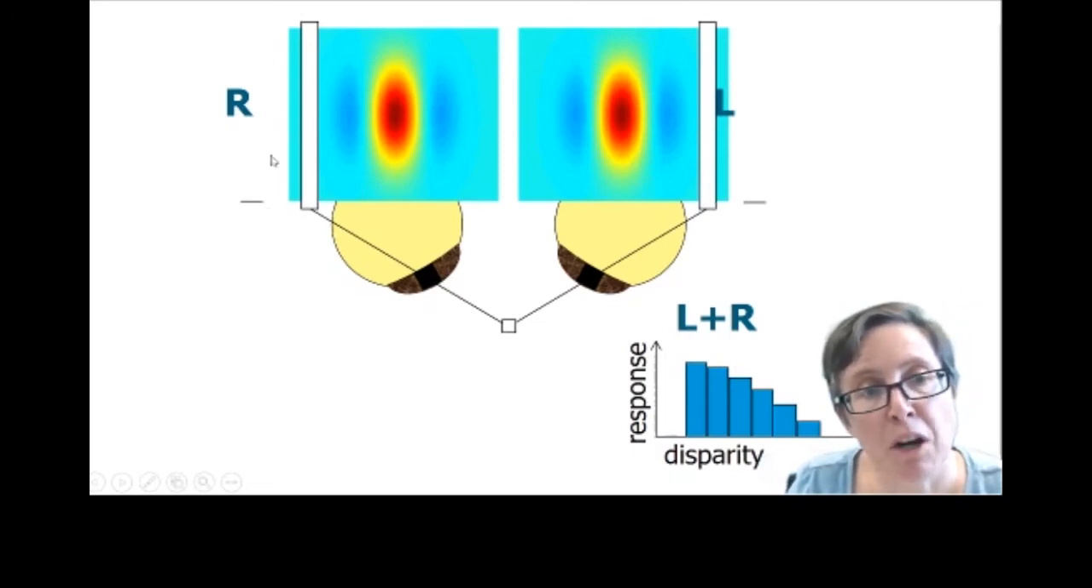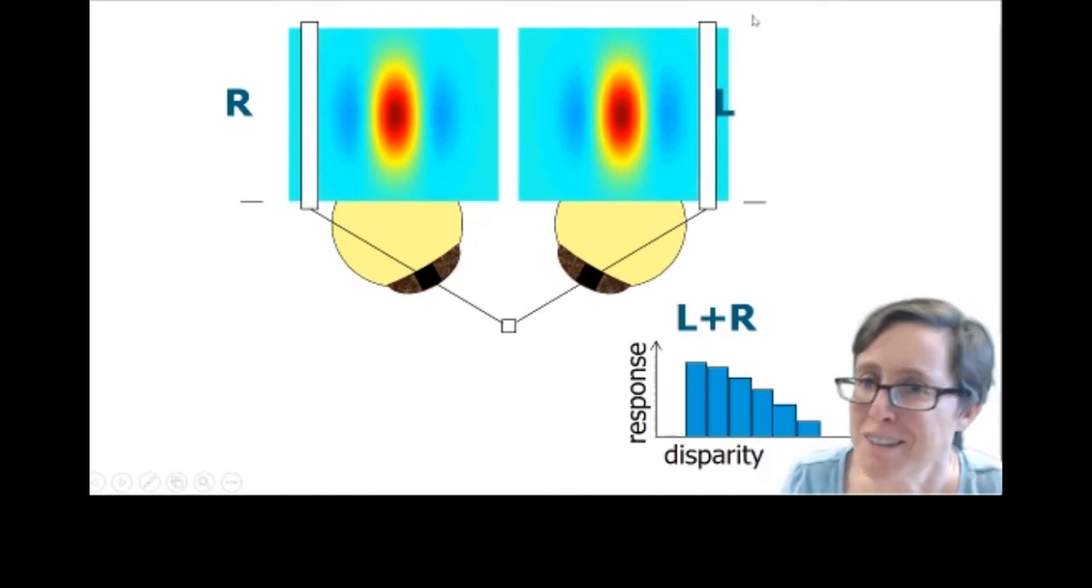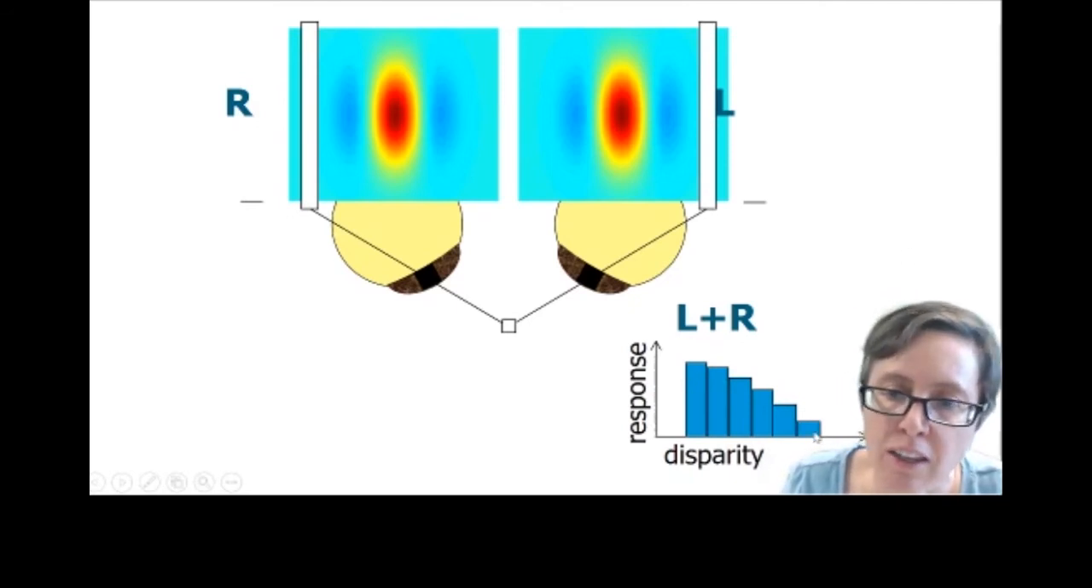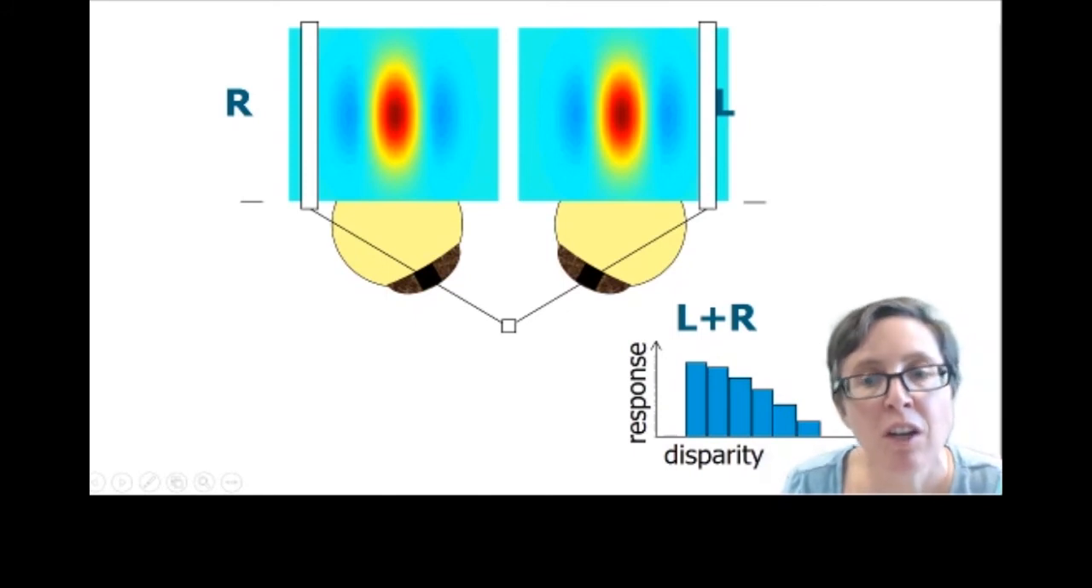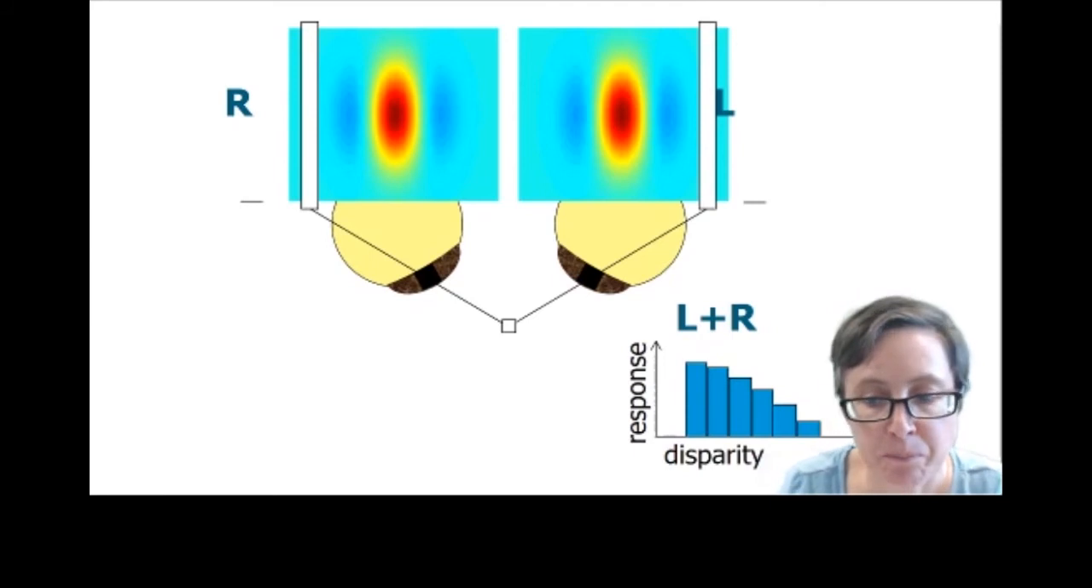So you can see that the bar is over to the left of the receptive field in the right eye and over to the right in the left eye. So there's a large disparity, and this neuron doesn't like that disparity as much as it liked the original disparity when the bar was aligned with the on region, so the receptive fields in both eyes. So in this way, binocular neurons can be tuned to disparity.